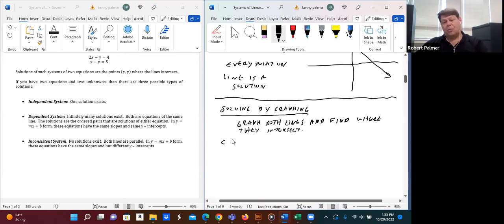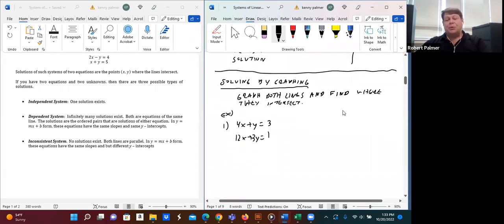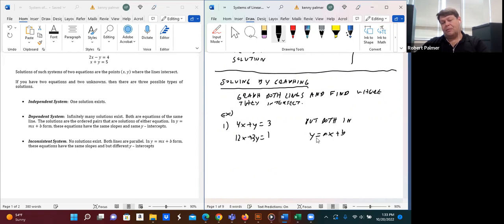So let's look at one example. We have this system of two equations: 4x plus y is equal to 3, and 12x plus 3y is equal to 1. You can either graph them as they are, or put them both in slope-intercept form. If you remember, slope-intercept form looks like this: y equals mx plus b. In both cases, we want to solve each equation for y.